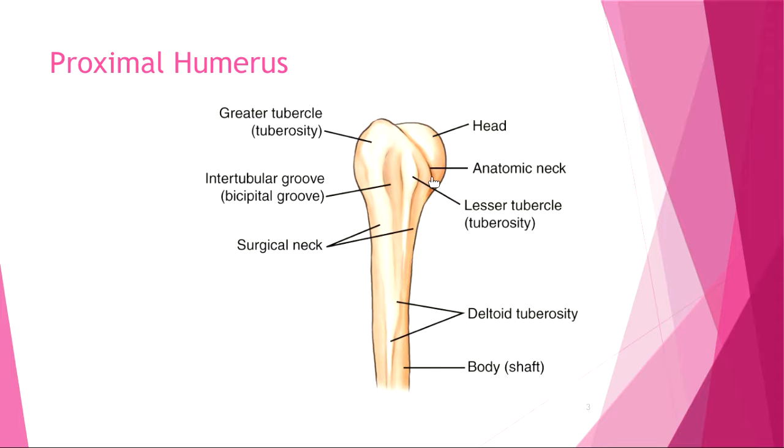You've got the humeral head, which sits in the glenoid cavity of the scapula to form the shoulder joint. And then you've got the deltoid tuberosity on the shaft of the humerus, and then this is the body or the shaft of the humerus, which would continue down to the distal aspect.